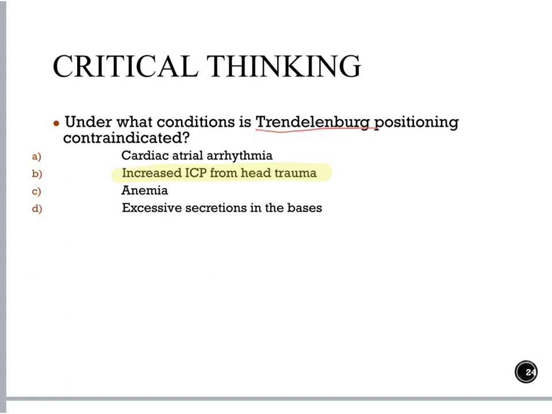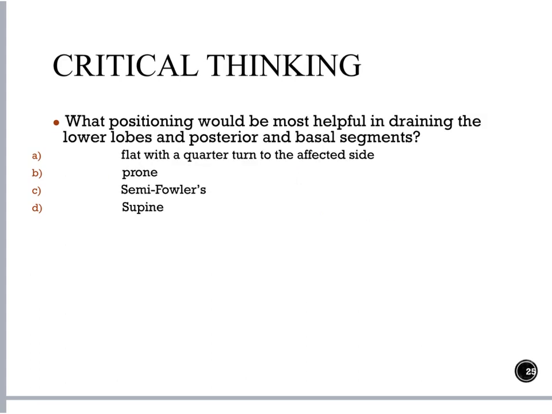So in cardiac atrial arrhythmia, if it's stable, it doesn't say it's unstable or it's an acute new onset. Anemia doesn't have anything to do with CPT. It's not going to affect how we treat the patient. Excessive secretions in the bases, that's the indication for the Trendelenburg position. Okay, what position would be most helpful in draining the lower lobes and posterior and basal segments?